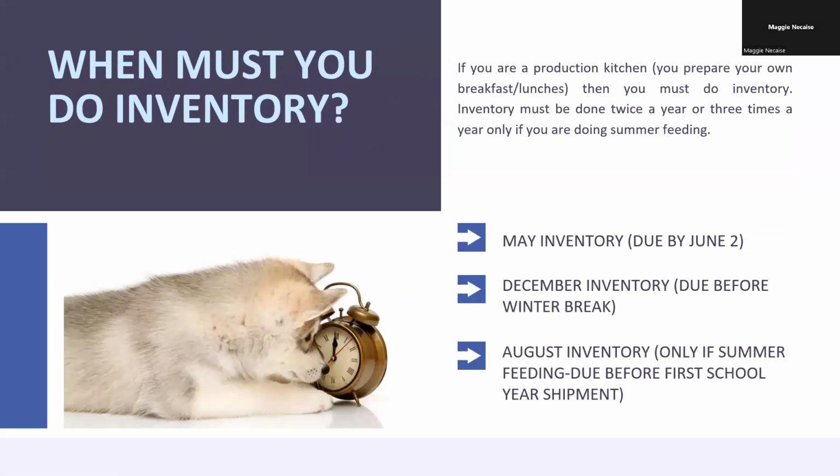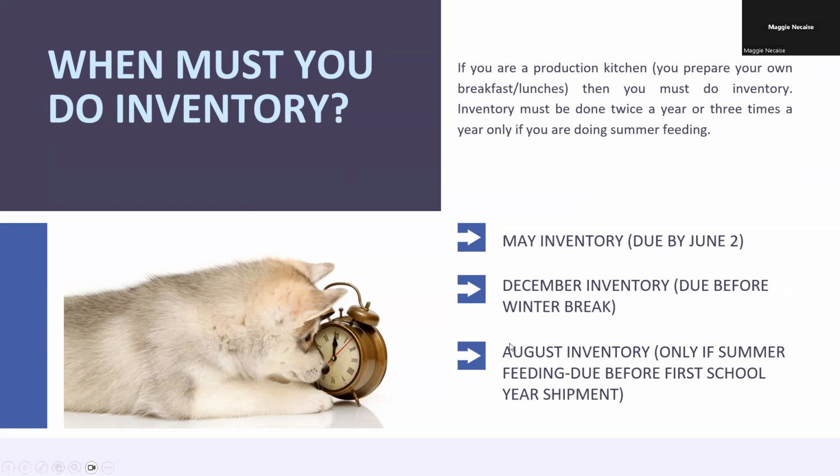So when must you do inventory? We are just requiring you guys do it twice a year. Again, as I said earlier, this is just for production record or for production kitchens. So if you prepare your own breakfasts and lunch, then you must do inventory. It must be done twice a year. So we require it before you go on winter break, so in December. And then we also require you do it again before school is over, so in May.